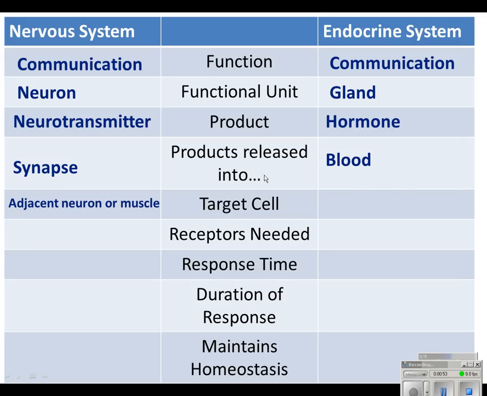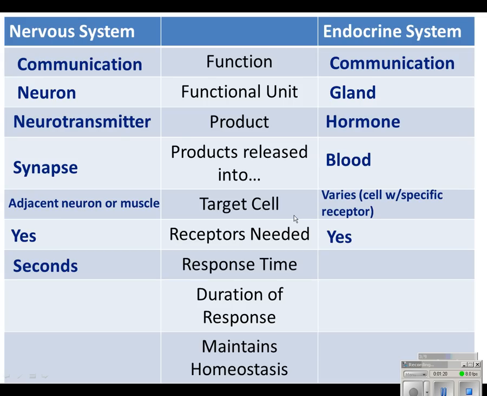And in the endocrine system, it's going to vary because the hormones are going to travel through the blood and they're going to travel until they reach a certain receptor, which will be specific for that hormone. We do need receptors in both the nervous system and the endocrine system. If you remember, the receptors in the nervous system are on the dendrites of the adjacent neuron, and then the receptors will be on the cell surface for the endocrine system.